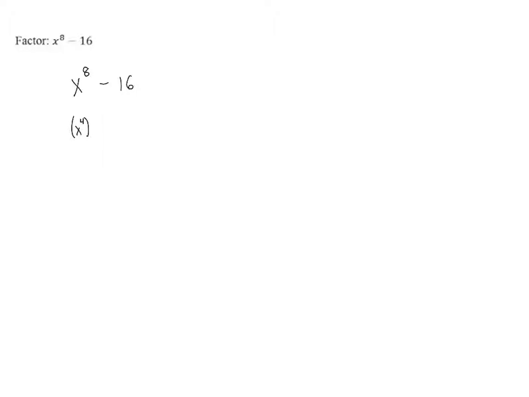Because x to the 4th times x to the 4th gives us x to the 8th, or x to the 4th squared gives us x to the 8th, based on those rules of exponents. So that x to the 8th is a perfect square. 16 is also a perfect square. 16 is 4 squared. So we can use the formula for the difference of squares to factor this. We end up getting x to the 4th plus 4 times x to the 4th minus 4.